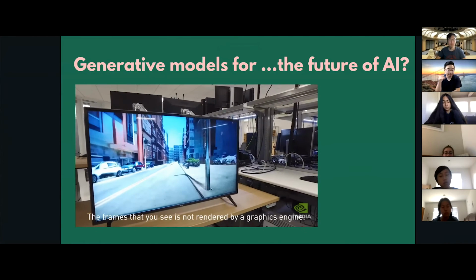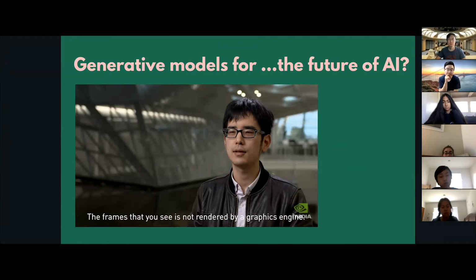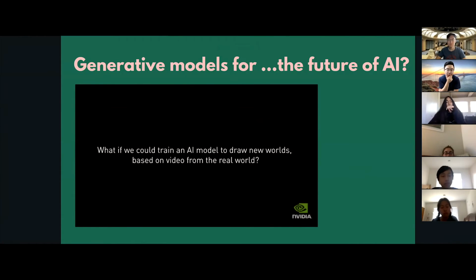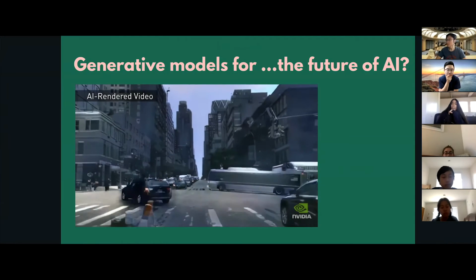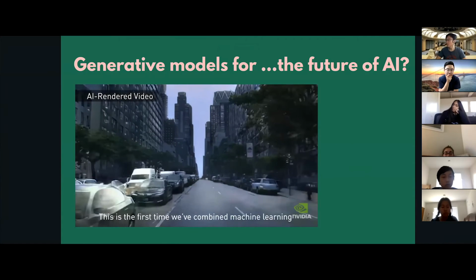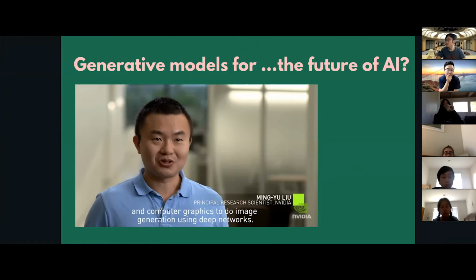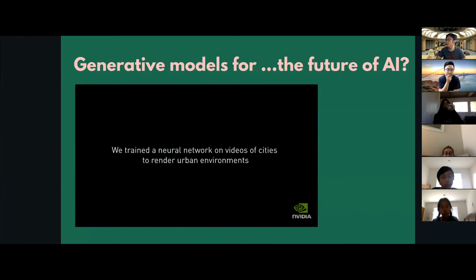The frames that you see are not rendered by a graphics engine. They're actually rendered by the AI technology that we built. This is the first time we combine machine learning and computer graphics to do image generation using deep networks.